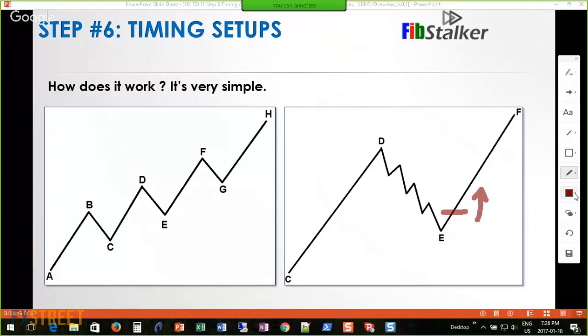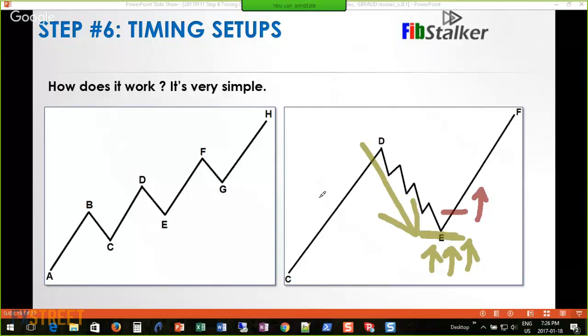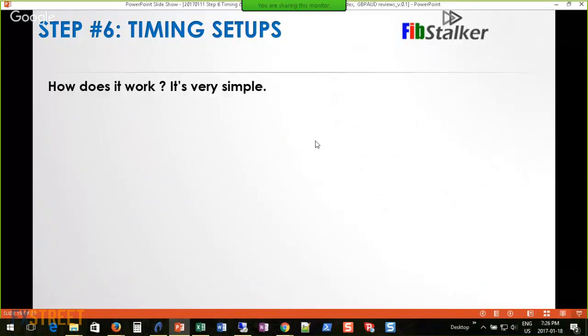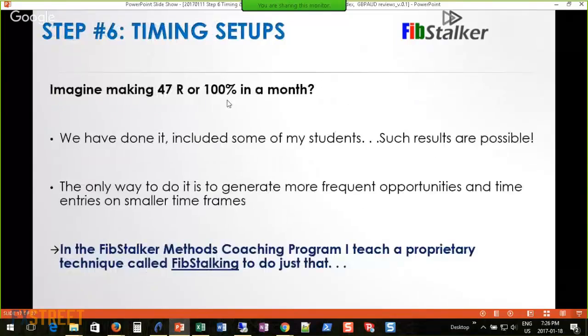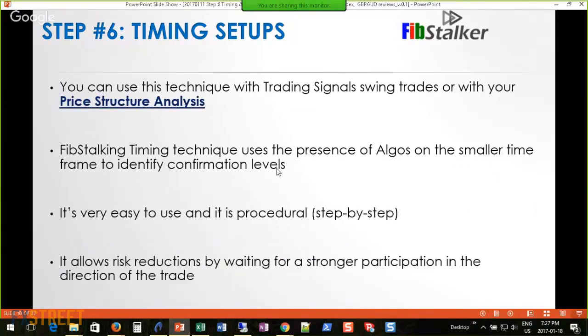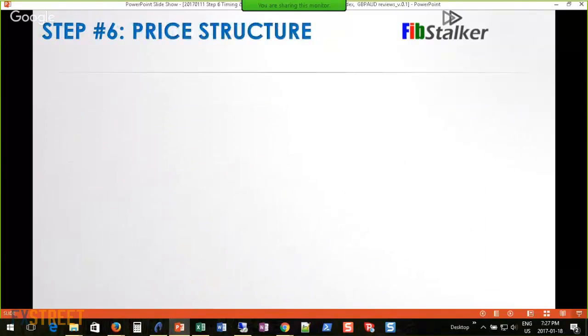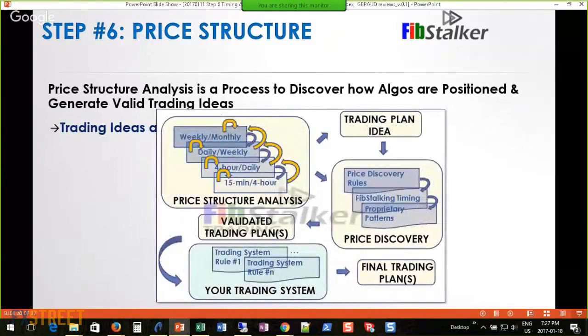Those levels are an indication that the smart money that is coming in, in this case at this E area, is stronger than the smart money that is pushing the counter trend move on the smaller time frame. So timing is very, very key because it allows us to generate higher returns. Also, in the size of 47 units of risk in 1 month, 100% of the account, and this has been done actually. The other area we discussed is the price structure analysis process.